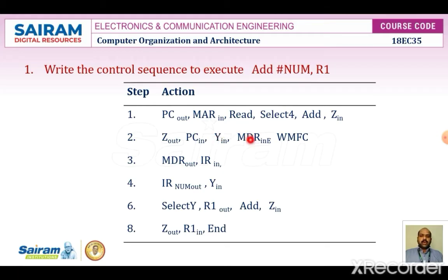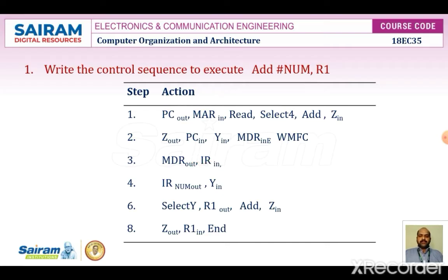Then the memory will be fetched from the data, and that is going to be loaded in the memory data register. Until the memory function completes, we have to wait for the signal from the memory. Once the data is complete, the memory function complete signal is going to be given. Then in step 3, the data is going to be loaded into the data register, and through that data register, it's going to be loaded into the instruction register.